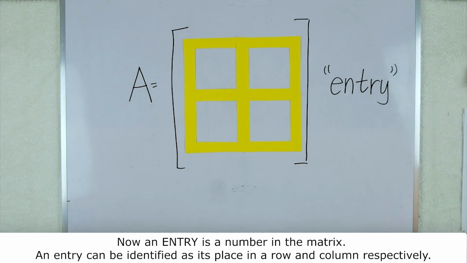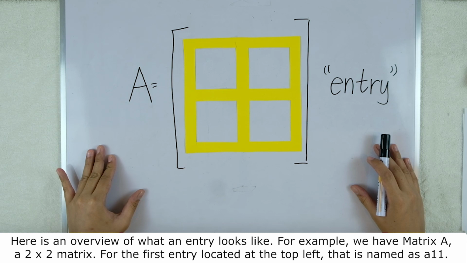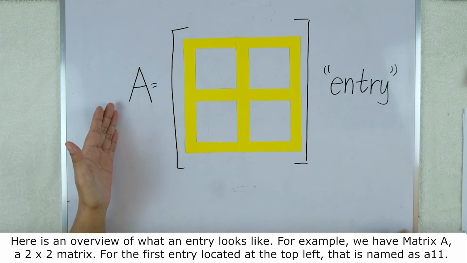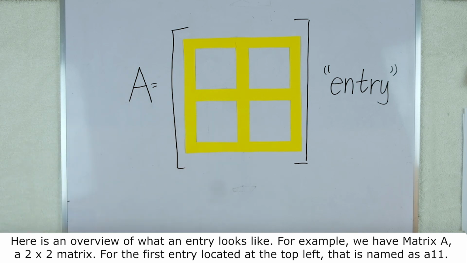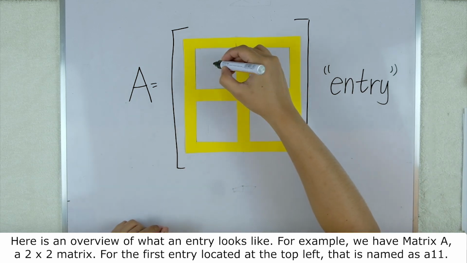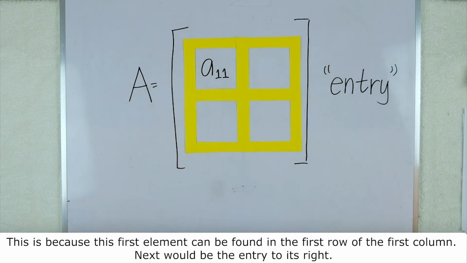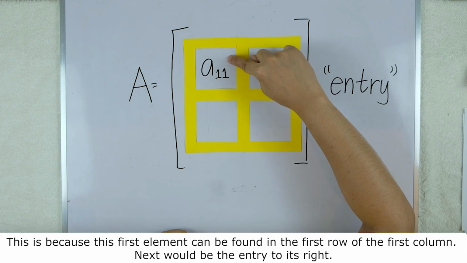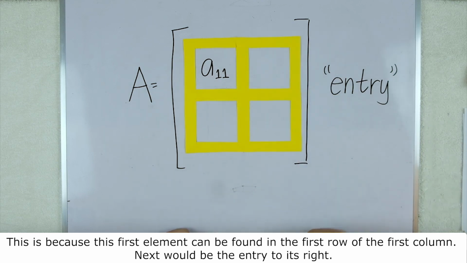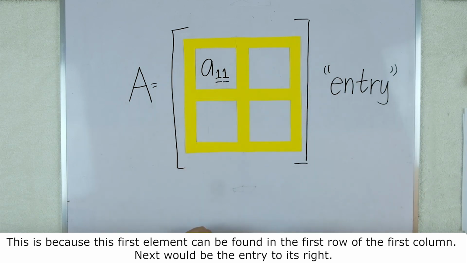An entry can be identified by its place in the row and column respectively. Here is an overview of what an entry looks like. For example, we have here matrix A, a 2 by 2 or square matrix. For the first entry, located at the top left, that is named as A sub 1,1. This is because this first element or entry can be found in the first row of the first column. Again, first row of the first column.